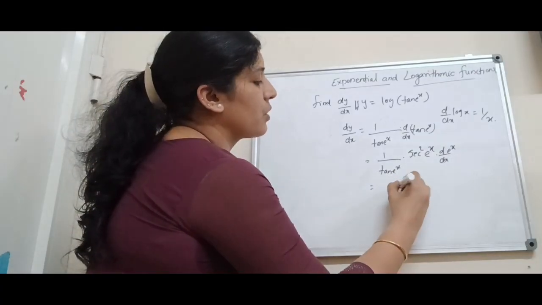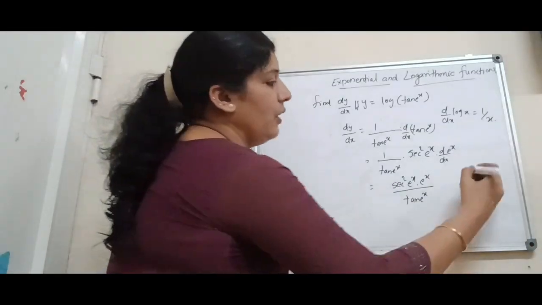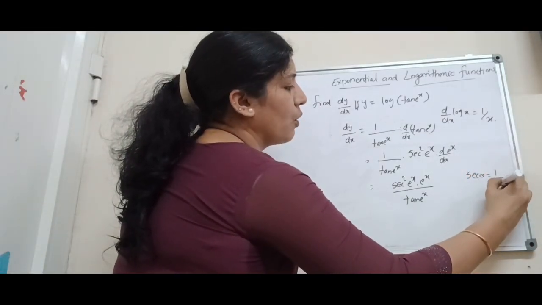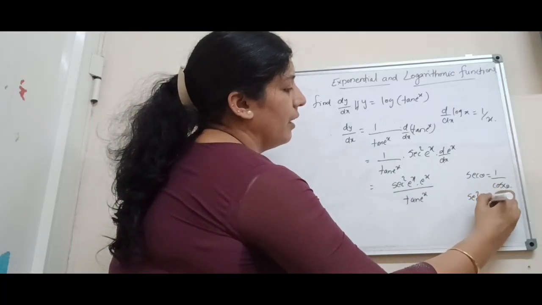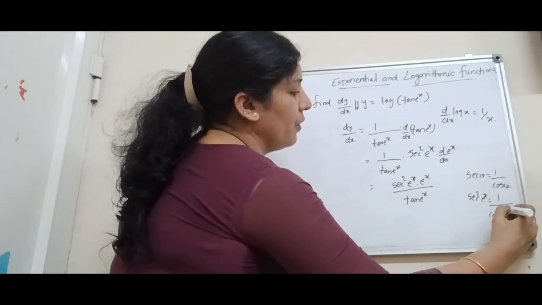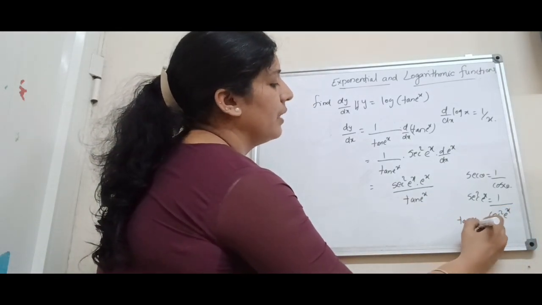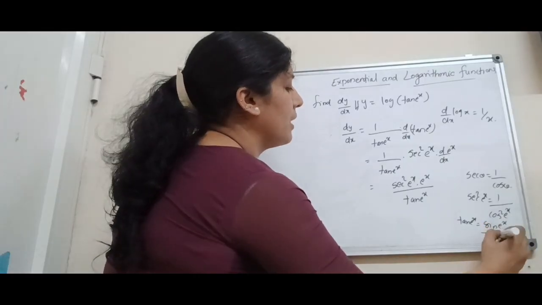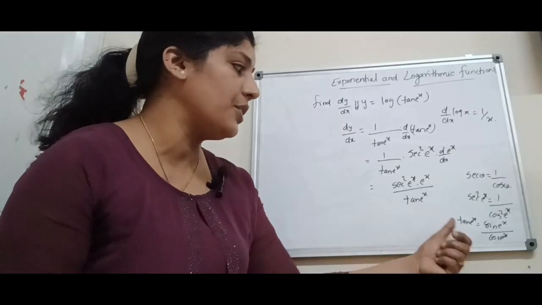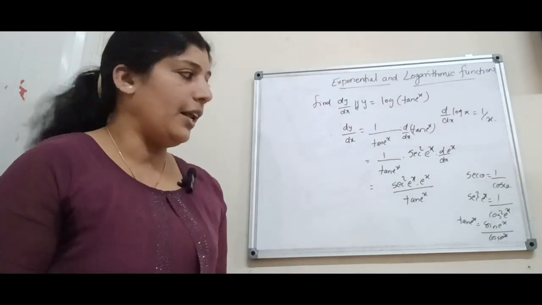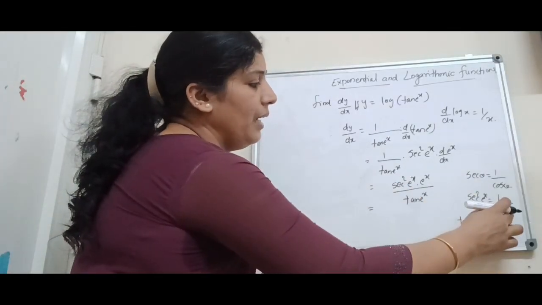Numerator is what? Sec square e raised to x into e raised to x divided by tan e raised to x. We know that sec theta is equal to 1 by cos theta. Therefore, here sec square e raised to x can be written as 1 by cos square e raised to x. And tan e raised to x can be written as sin e raised to x divided by cos e raised to x. That is, tan theta is equal to sin theta by cos theta. Then substituting all this here, sec square e raised to x can be written as 1 by cos square e raised to x.